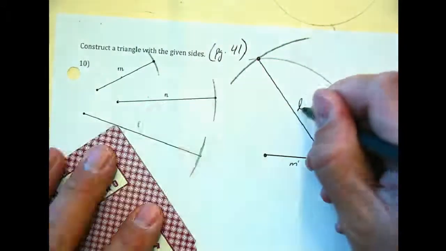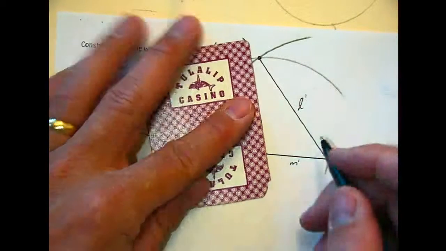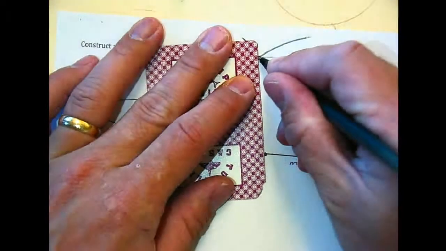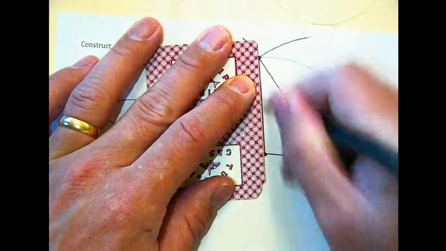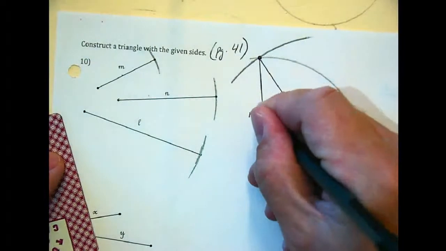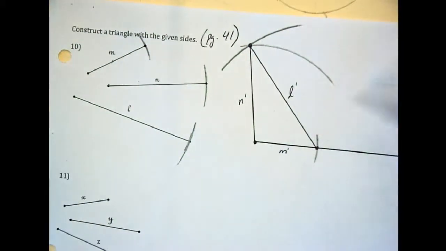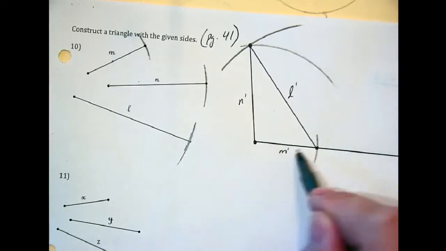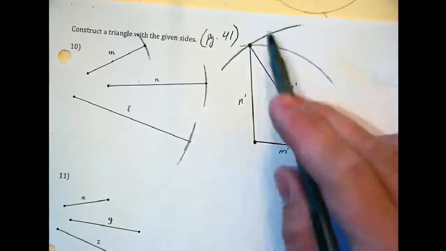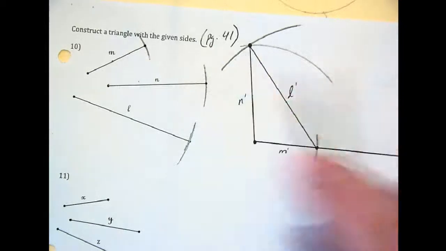I'll call that L prime. And from here to here, that gives me length N. Now really I don't have to use prime there, but I'm going to. Okay, there's my triangle. So reconstruct one segment and then measure the other two using arcs to see where they intersect.